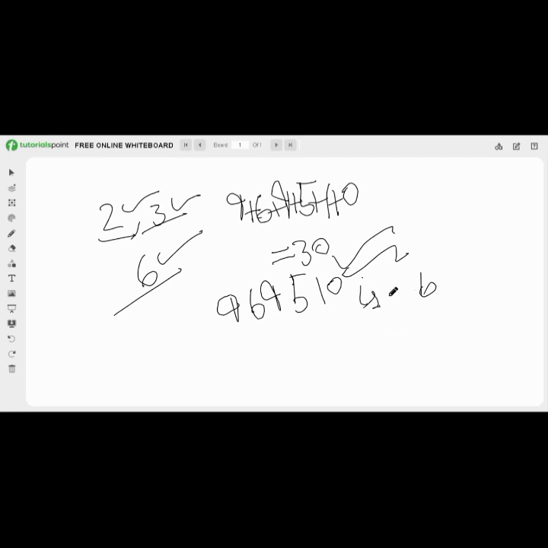Now we will see the divisibility rule for 8, but sadly there's no divisibility rule for 7. You need to find it yourself. So there's no divisibility rule for 7. We just skip to 8.